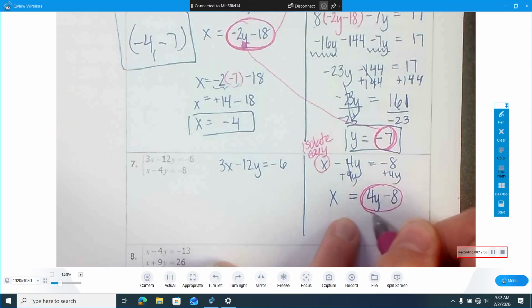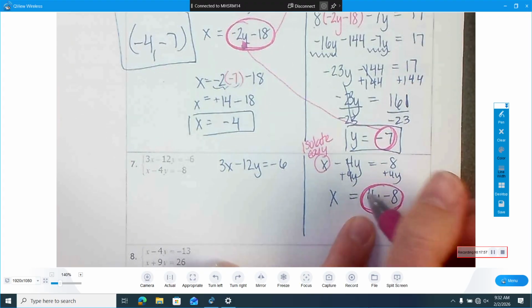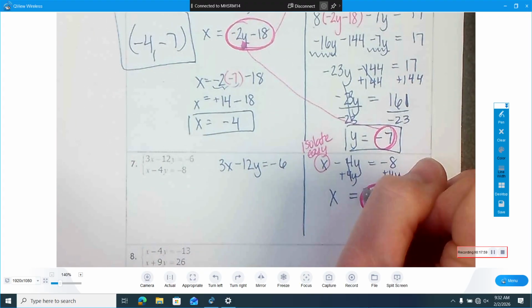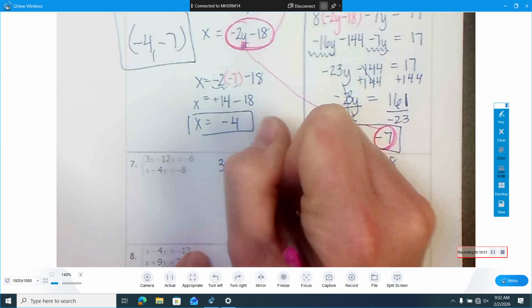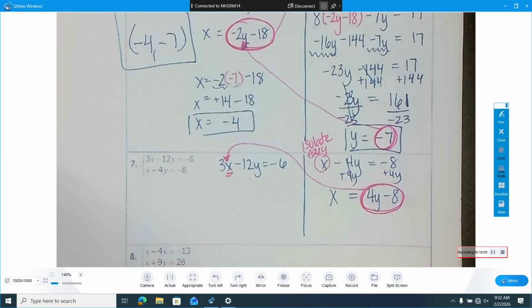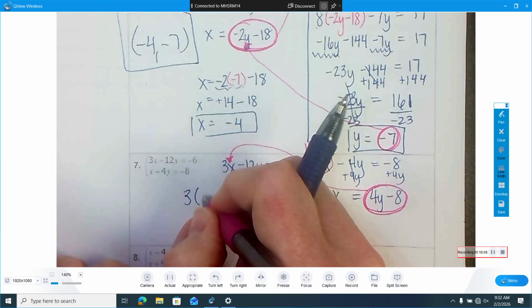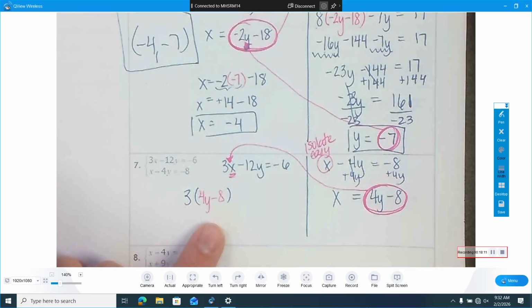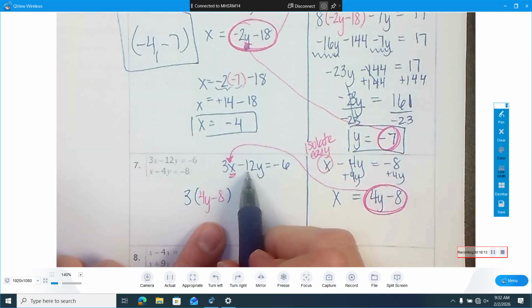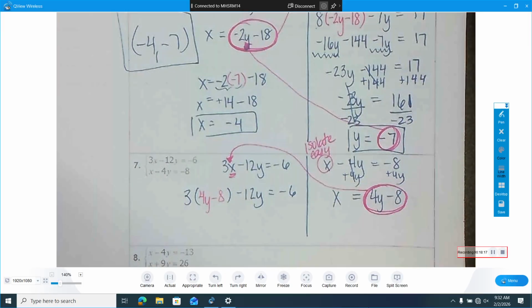And so I have this lovely expression that says 4y minus 8 is exactly the same as an x. So where do I plug in the 4y minus 8? In place of the x. Right there, in place of the x. So I have 3, and in place of x, I'm plugging in 4y minus 8. And don't forget to write the rest of our equation there. Minus 12y equals negative 6.